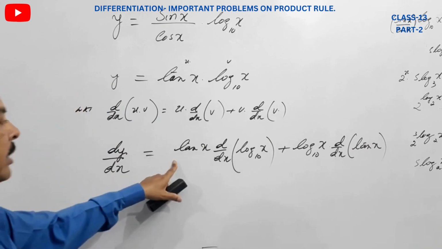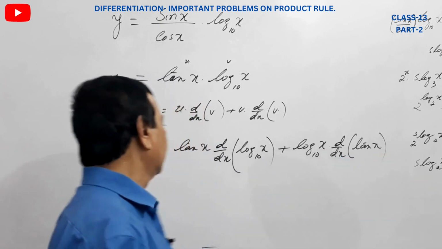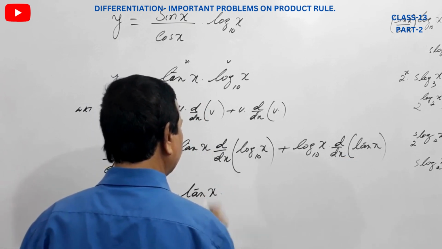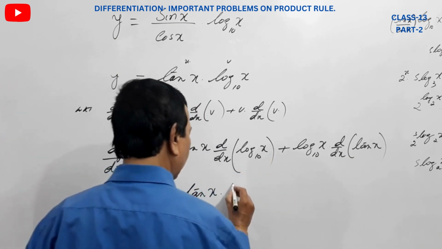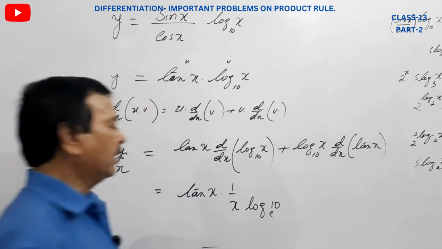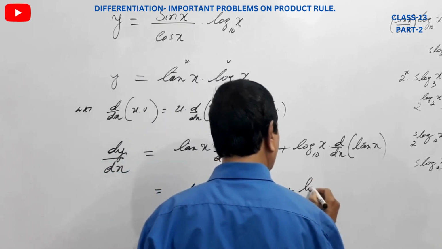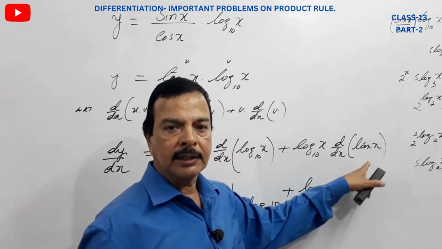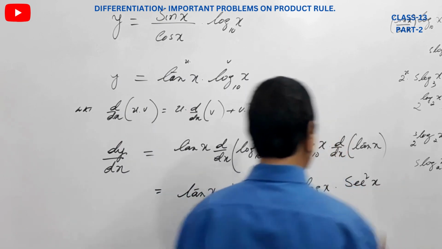to tan x into d by dx of log x plus log x you keep as it is, differentiate of this. So this is equals to what? I keep tan x as it is. Differentiation of log x to base 10 is 1 by x log 10 to base c, remember this, plus I keep log x to base 10 as it is. Differentiation of tan x is secant square x.